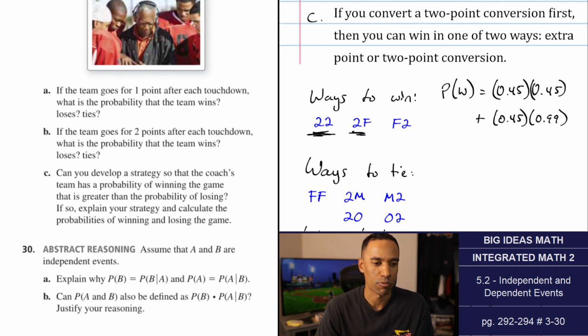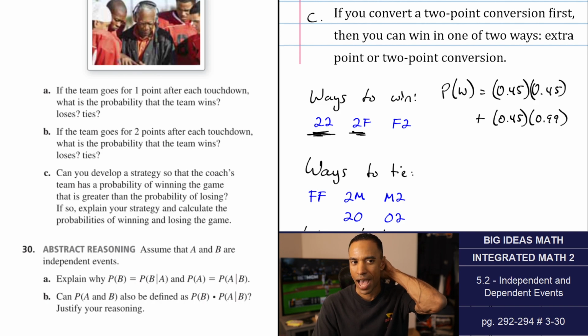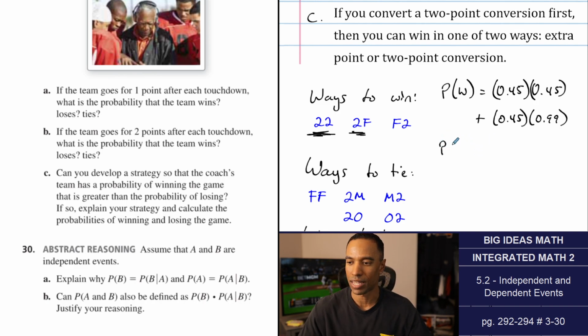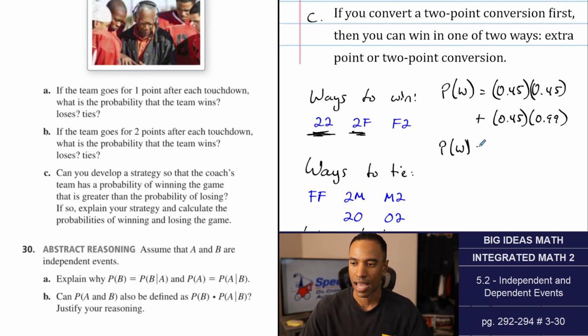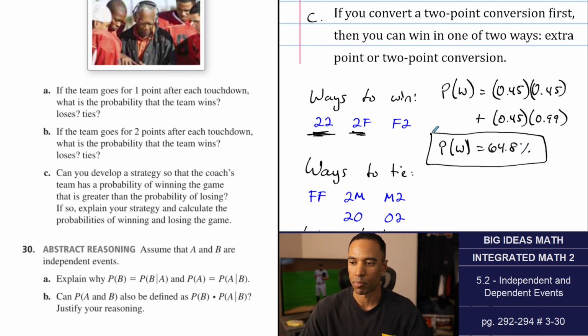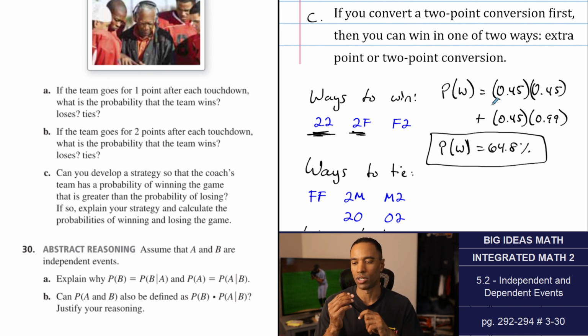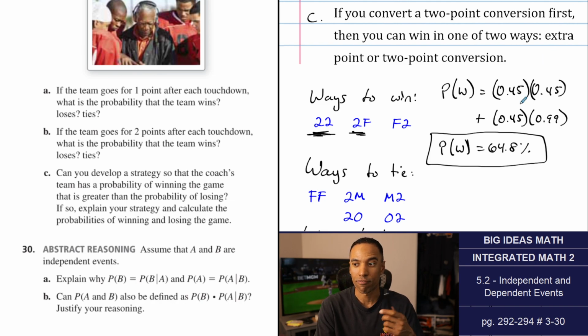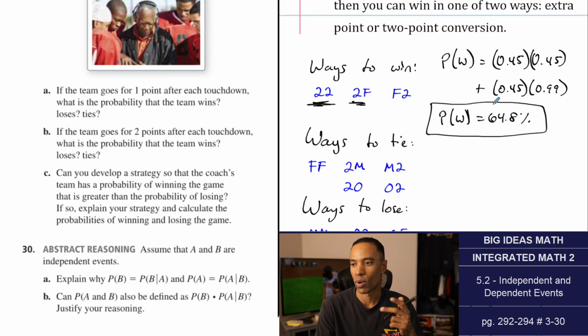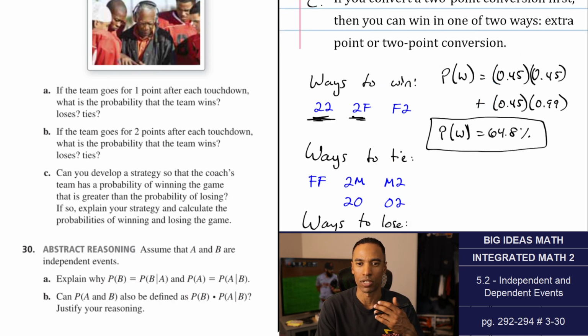So 0.45 times 0.45 is 0.2025. We did that. Plus 0.45 times 0.99. That is, yes, 64.8%. So that one increases your probability by going for the 2-point conversion first. You're like, well, what if you fail? That's factored into the probability, that you only have a 45% chance of being successful. This is factored into the probability. You're much more successful in doing it this way.